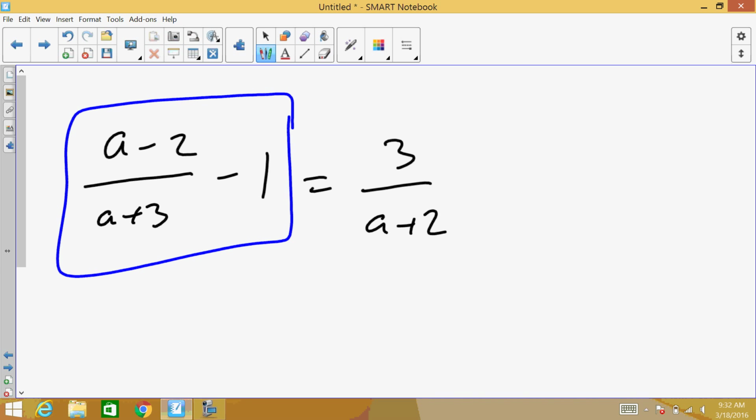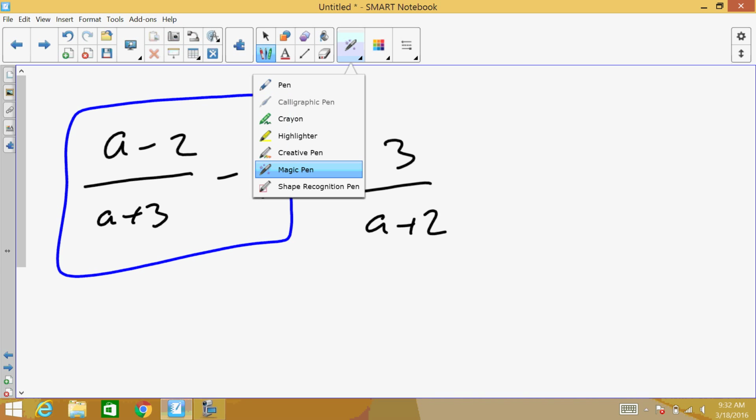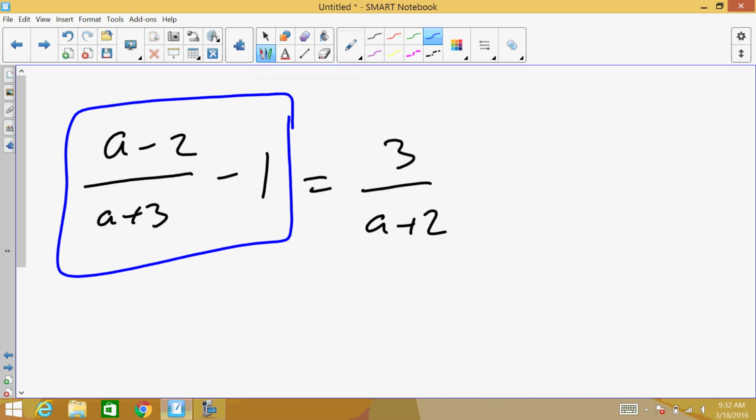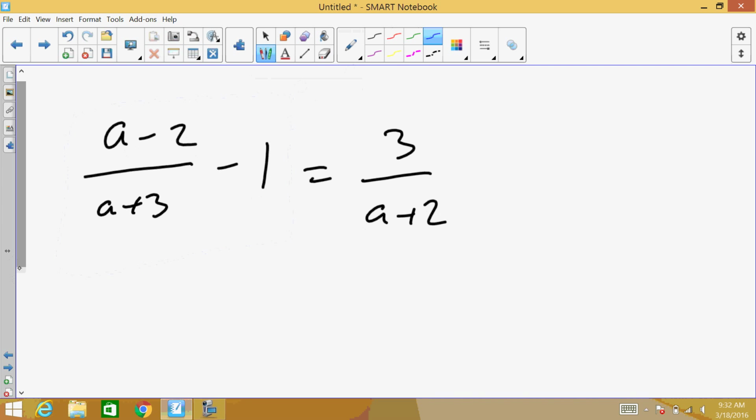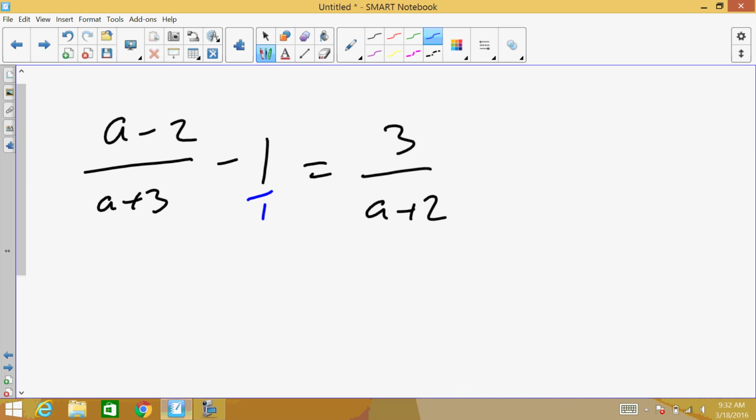Sorry about that, Bell. I'm going to try to get that left side of my equation so that it is one big fraction. So in order to add rational expressions, we remember that we need common denominators. So I'm going to write this 1 as 1 over 1. Well, my common denominator for that left side is going to be a plus 3, so I'm going to multiply times a plus 3 over a plus 3.